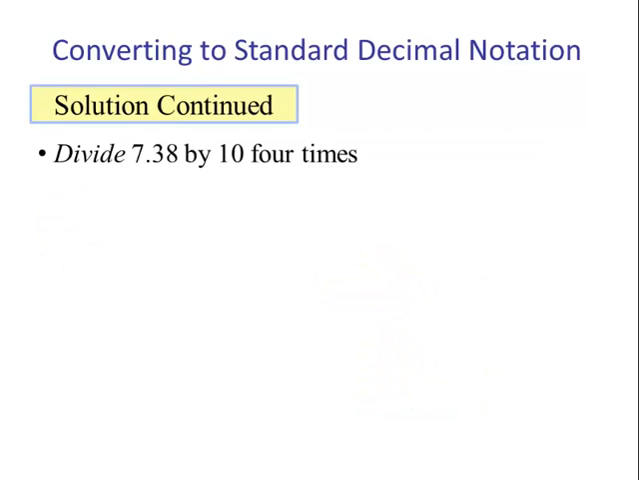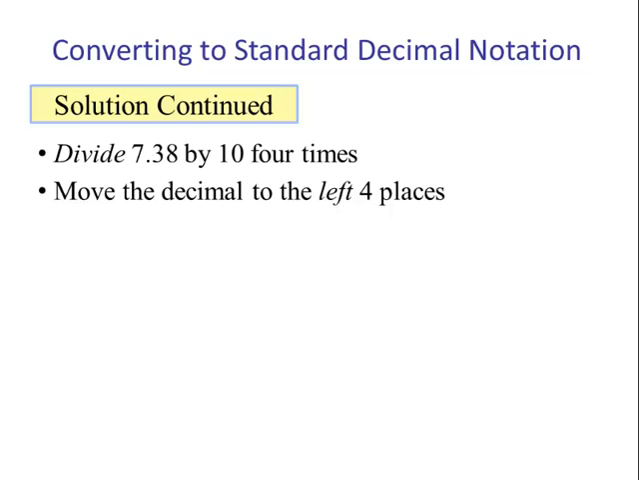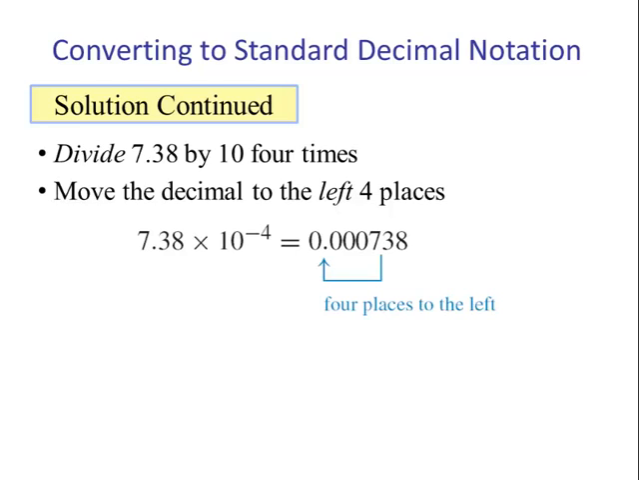Number 2, we divide 7.38 by 10 4 times, or we can simply move the decimal place to the left 4 places because k is a negative 4. So here's the decimal place. To move it 4 places means we need 3 zeros in front of the 7. So this number is now smaller, 0.000738.